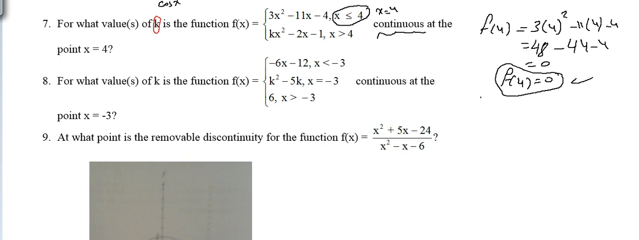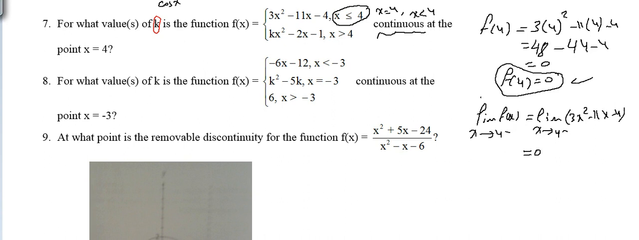Let's continue. The second condition, we have to find the limit of f of x as x approaches 4 minus. Which part of f of x is it? X approaches 4 minus means where x is less than 4, so it's also in the first one. The limit of 3x squared minus 11x minus 4 as x approaches 4 minus is equal also to 0.